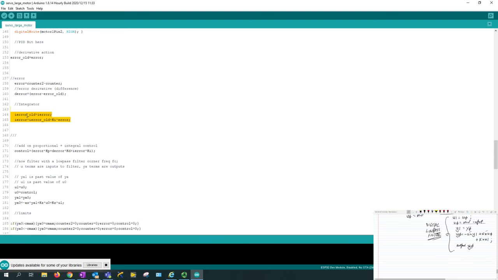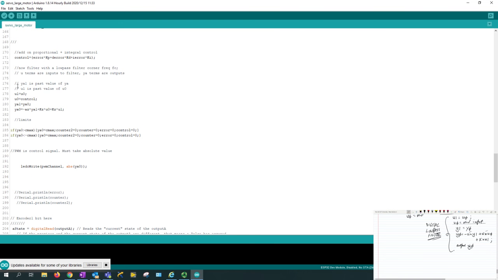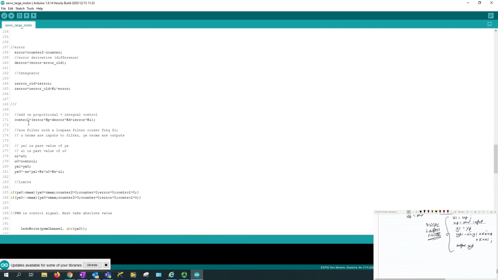This is also a difference equation: I error old equals I error. But the bit that we added is here. This is the first order filter, the bit I've just been mentioning. The output of my PID controller is the error times Kp plus the differential, or the difference of the error, times Kd plus the integral of the error times Ki.